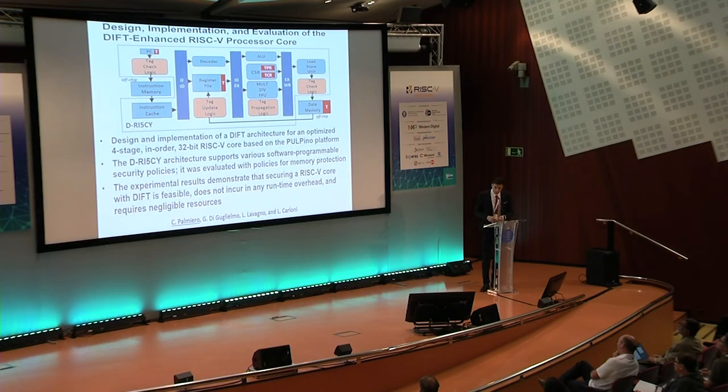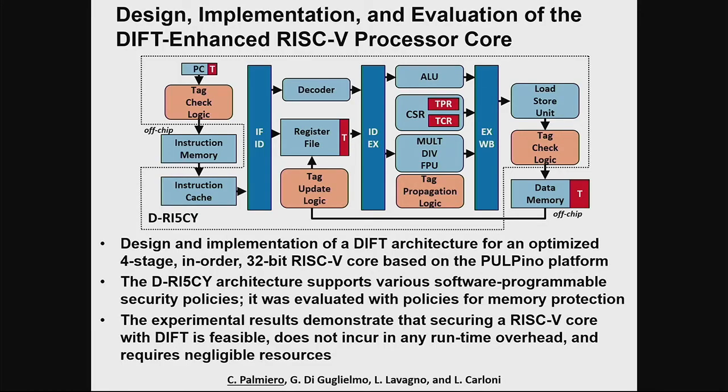The target platform we have chosen for our project is a 32-bit RISC-V core designed by ETH Zurich and Università di Bologna. It's part of the PULP platform. So we created the tag infrastructure. We designed the additional logic related to tag initialization, propagation, and check. We crafted a security policy that allows the core to be protected against memory corruption attacks.